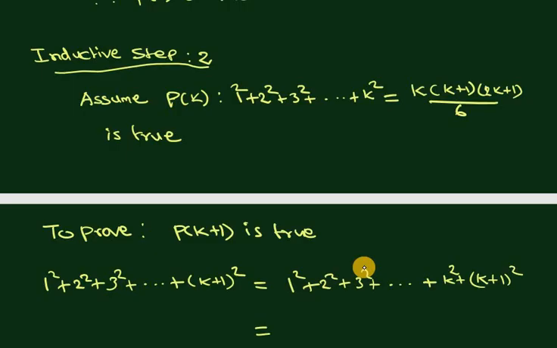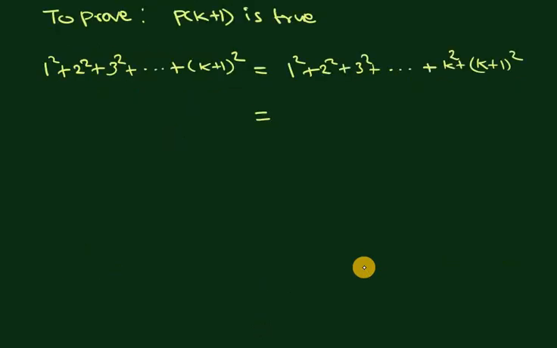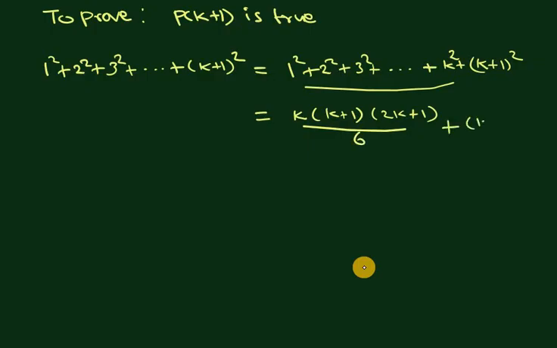That means you may write this statement as k into k plus 1 into 2k plus 1 divided by 6. That I am doing now. Therefore, I can write this term as k into k plus 1 into 2k plus 1 whole divided by 6, and the remaining will have k plus 1 whole square. Now I am taking an LCM of this one.